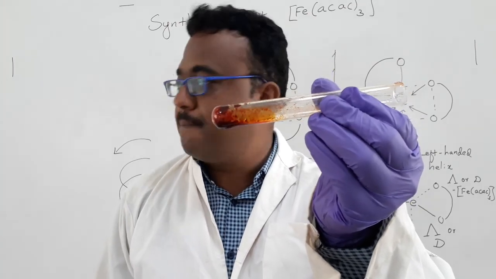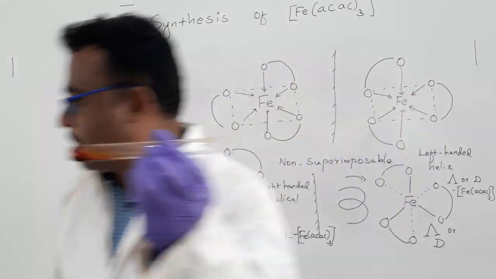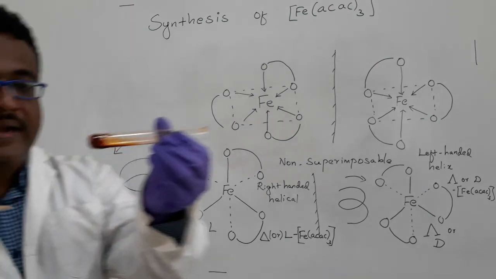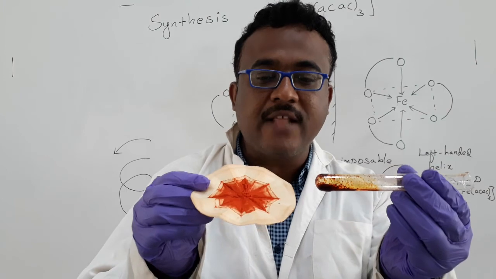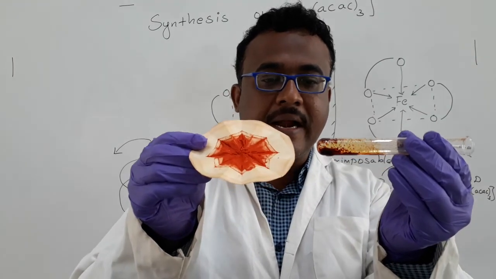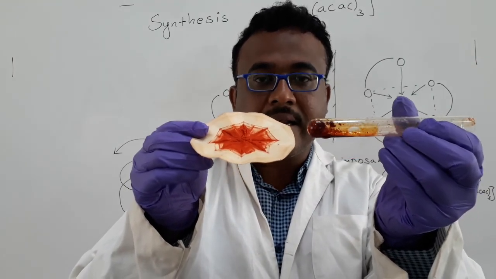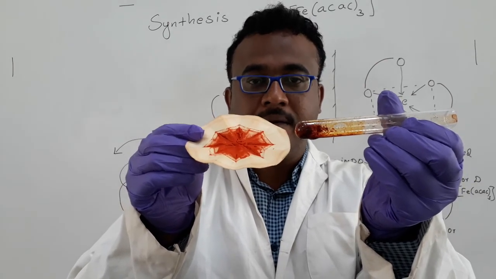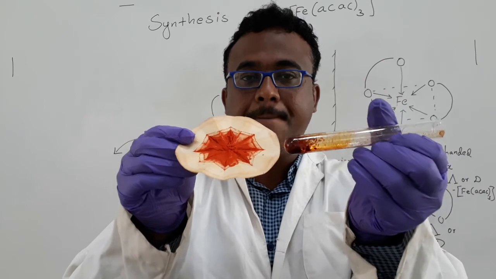This one you can compare with the filtered solid. The filtered solid was light red in color, but once you recrystallize, the recrystallized sample forms a dark red solid. I am sure that you can compare the color.